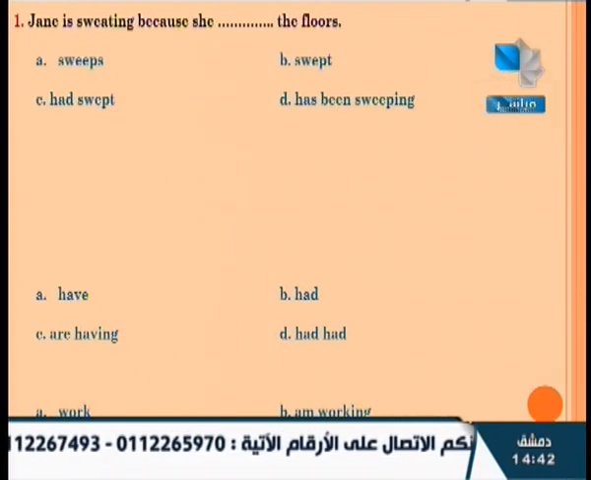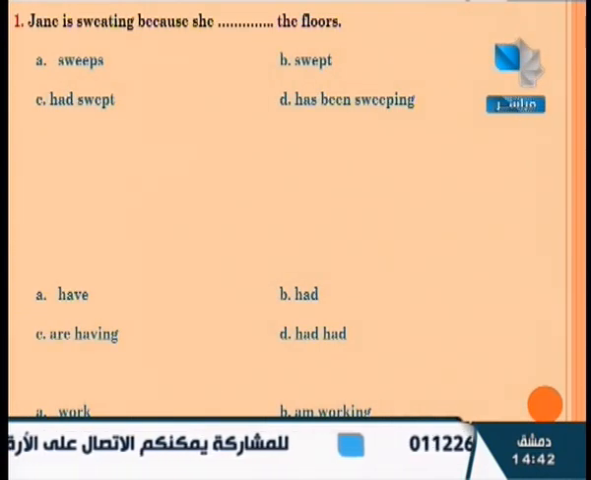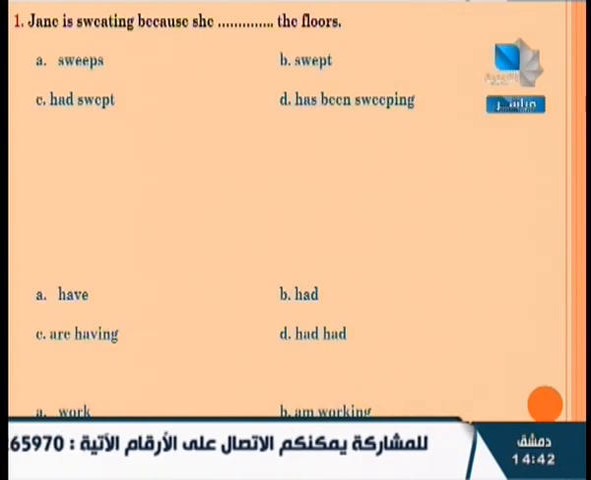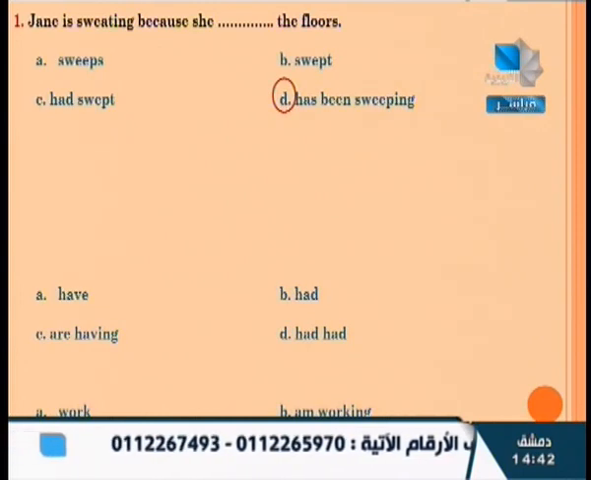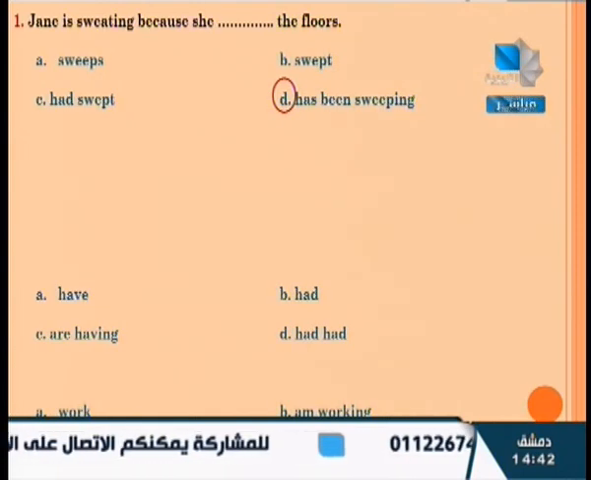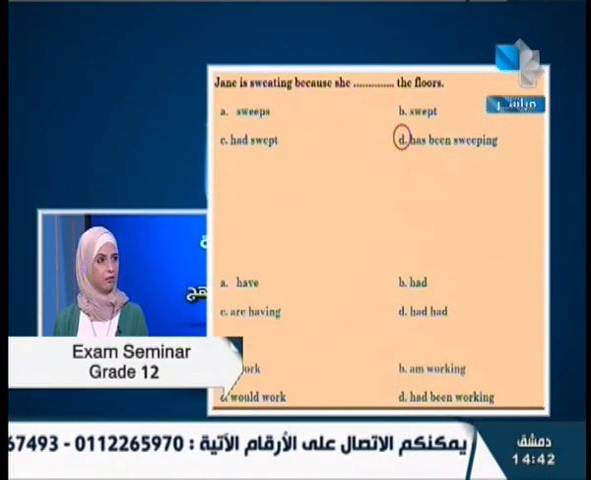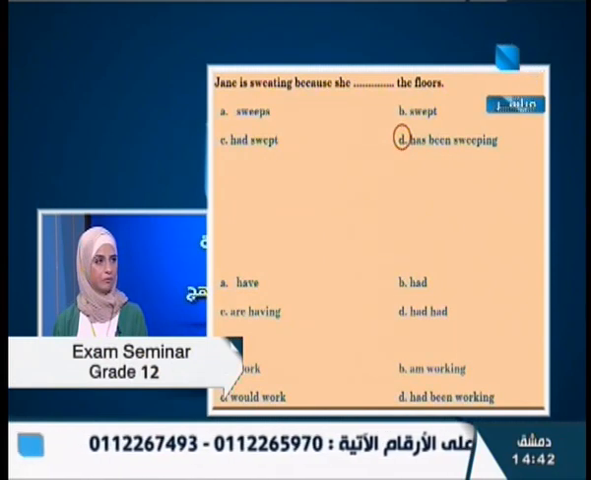Jane is sweating because she the floors. We have four choices: sweeps, swept, had swept, has been sweeping. The correct answer here is has been sweeping, because sweeping here is an action which has recently stopped and has a result which we can see. She is sweating. So we have a result in the present.